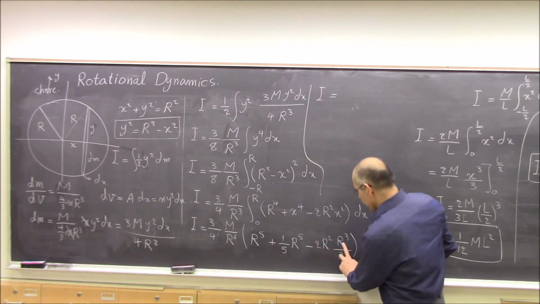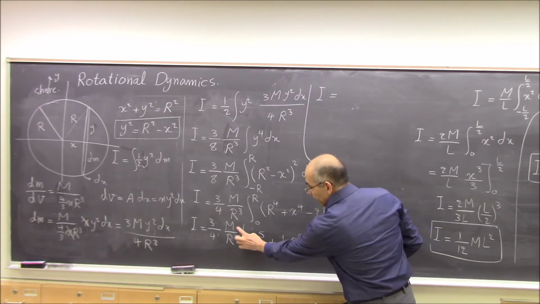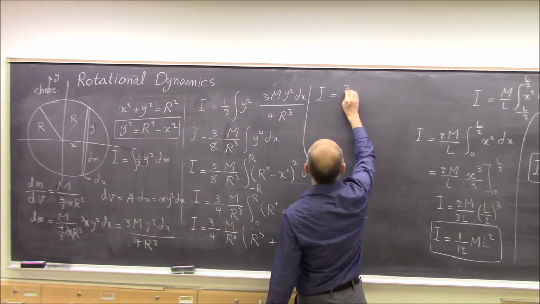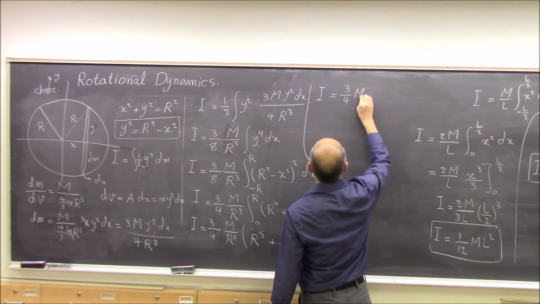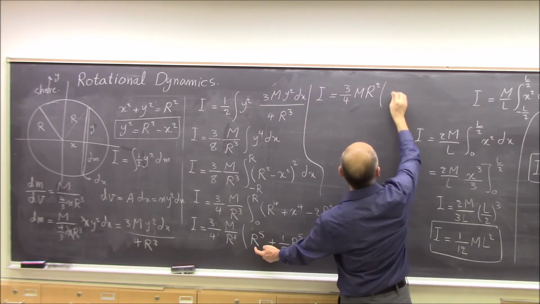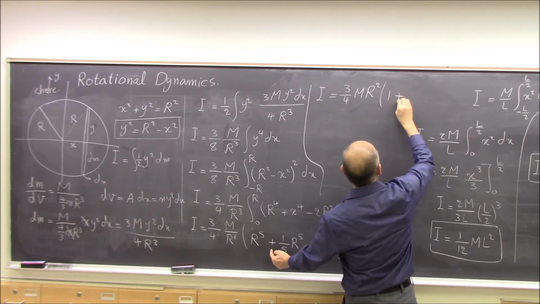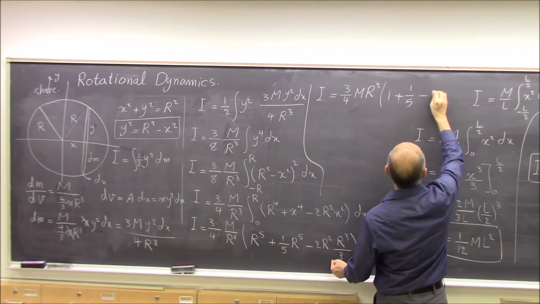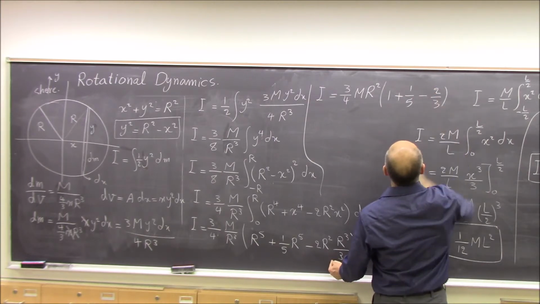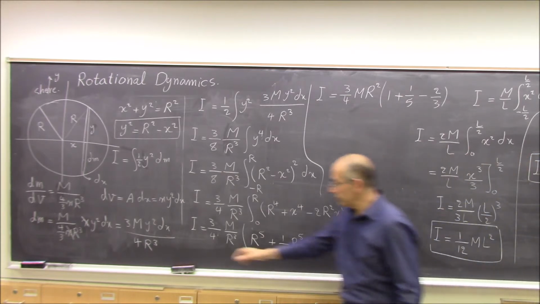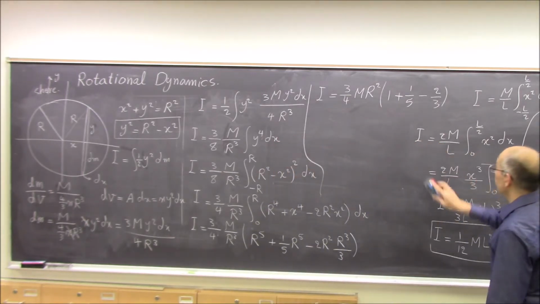you see all of them have r to the 5th, right? It comes over, cancels the r cubed. You have 3/4 m r squared times, you get 1 here, plus 1/5 minus 2/3. Right, I just factored out r to the 5th and canceled r cubed.